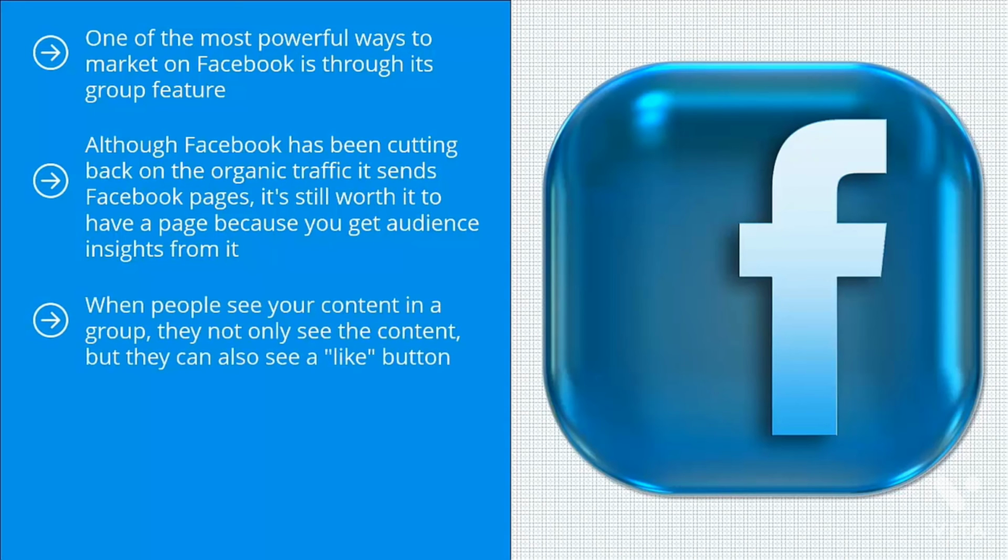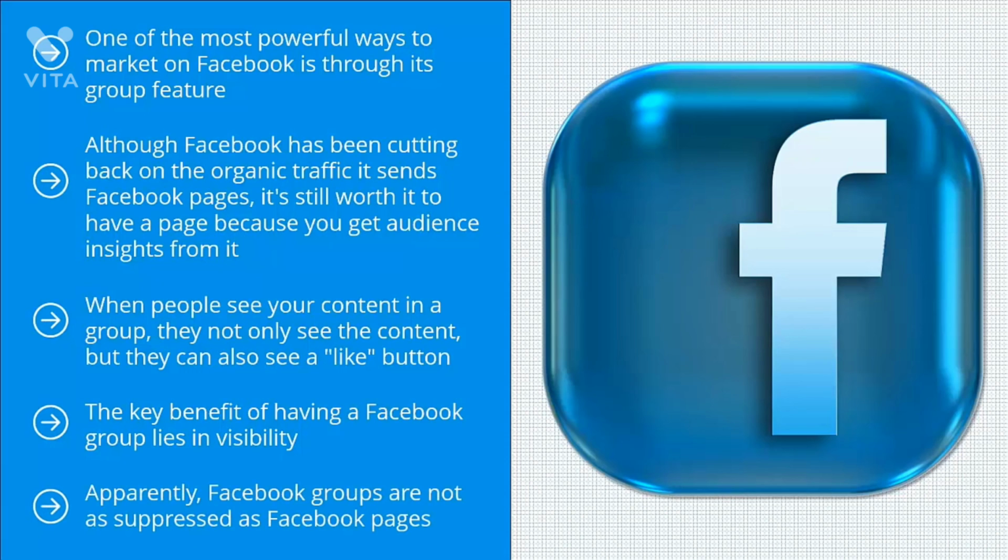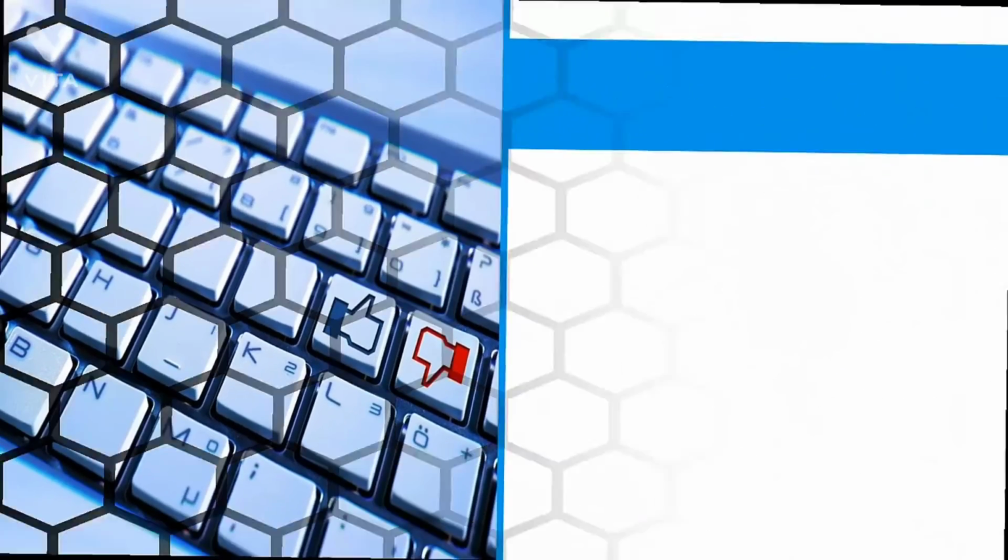When people see your content in a group, they not only see the content, but they can also see a like button. When they click that like button, you get a new Facebook page fan. The key benefit of having a Facebook group lies in visibility. Facebook has made it clear that they are tweaking their Facebook page to reward actual engagement. Apparently, Facebook groups are not as suppressed as Facebook pages. In terms of visibility, you stand to reach more of your group members than with the page.